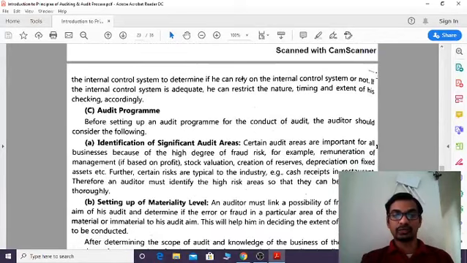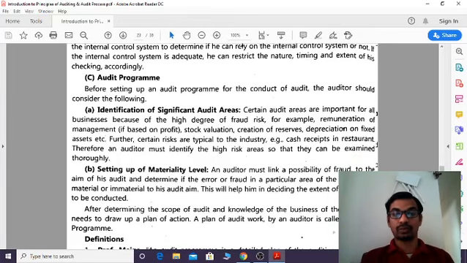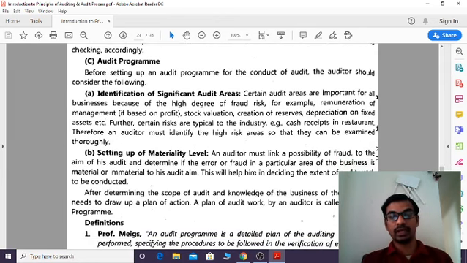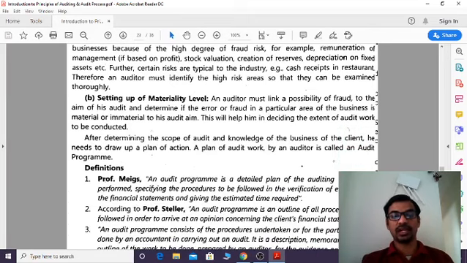Then the next point, and the most important point under the planning of the audit process, is the audit program. What is the audit program? The audit program is the blueprint of the work that the auditor has to perform. That is called the audit program.